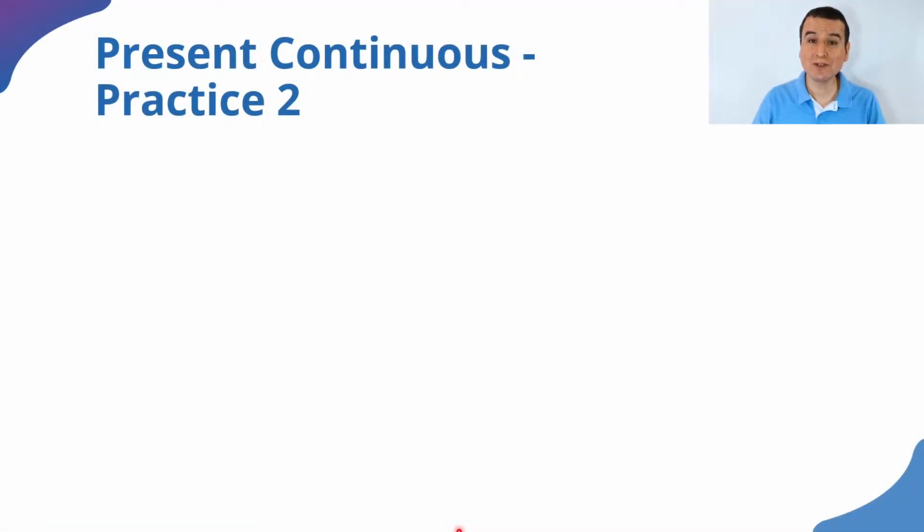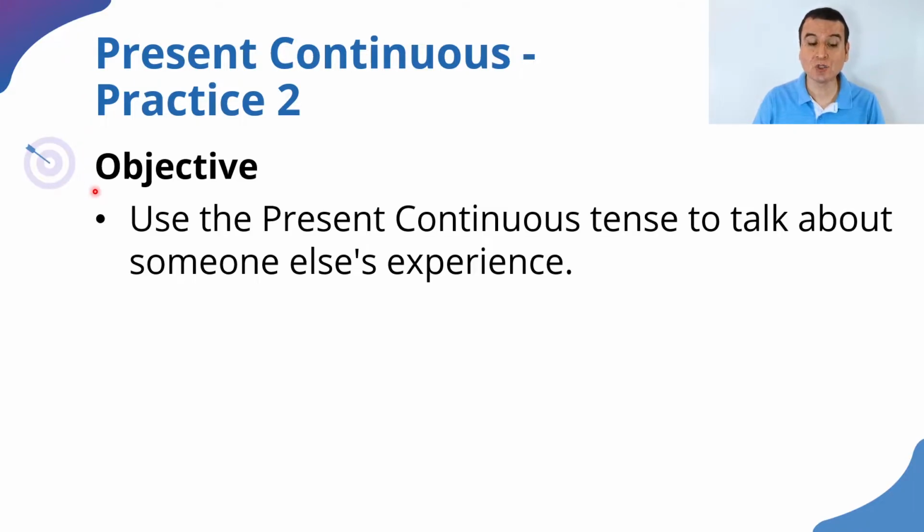Hello, in this video we are going to have another practice activity using the present continuous tense. So the objective is to use the present continuous tense to talk about someone else's experience, not my experience, but the experience that somebody else is having at a specific moment, because that's why we use the present continuous tense, to talk about something that is in progress, that is happening at the moment when we are speaking.